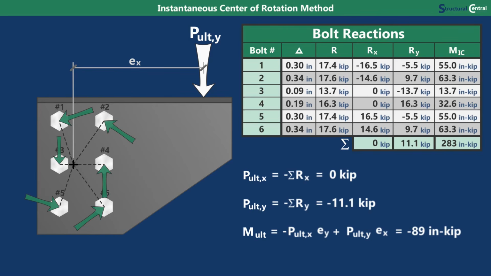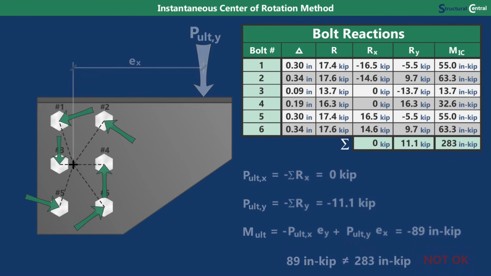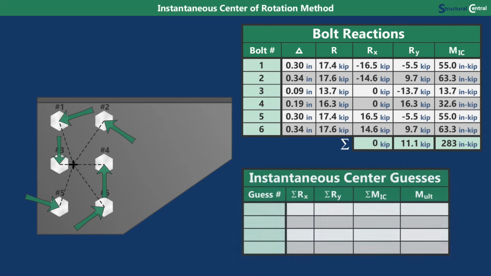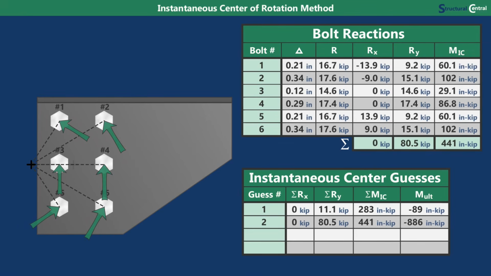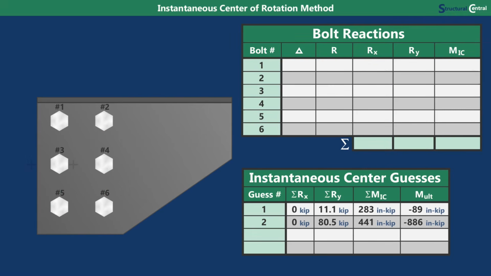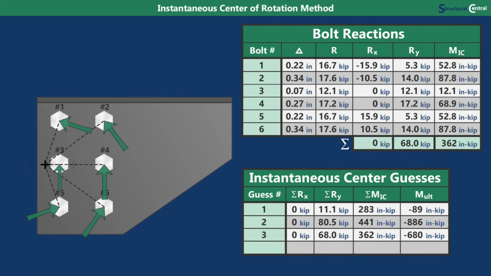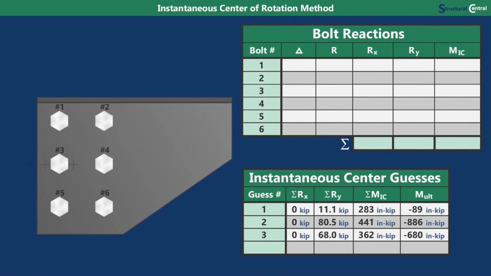Since this is not opposite and equal to the moment from the bolt group reactions about the instantaneous center, our initial guess for the instantaneous center was not correct, so we must try again. It will take many guesses before you find the correct location. You'll need to determine which direction to move the instantaneous center, and then figure out how far to move it. This process requires many calculations, so it should be done using a spreadsheet where you can quickly guess new instantaneous center locations, or you can use software that is capable of finding the instantaneous center location for you automatically.